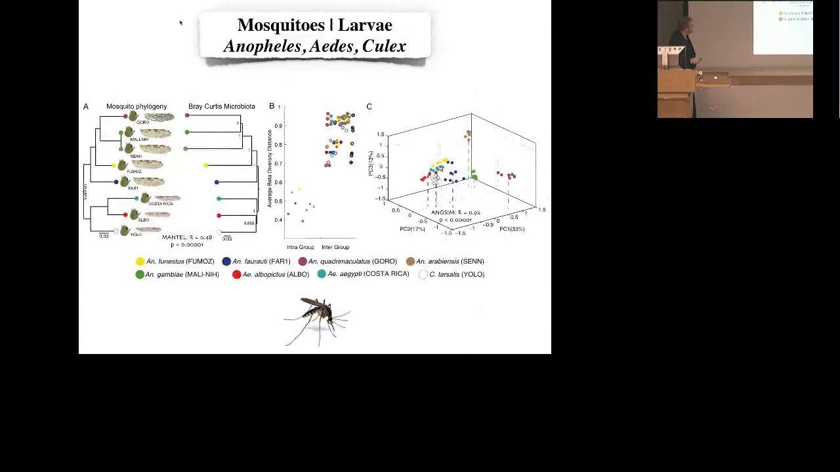We've also done this for mosquitoes. In this case, we sampled the larval stage, whole body larvae, for Anopheles, Aedes, and Culex. We're spanning so many different genera here, it's actually 100 million years of divergence, and we see a very good correlation of the mosquito phylogeny to the microbiota, and we see the same kinds of patterns in the assembly of the microbiota, that there's less variation within a particular species than between species.